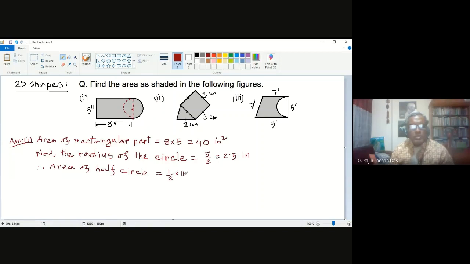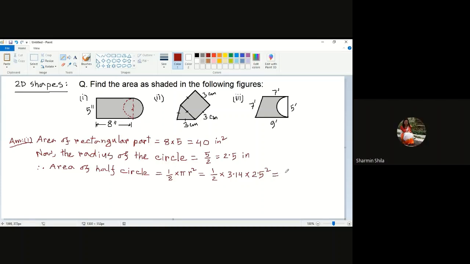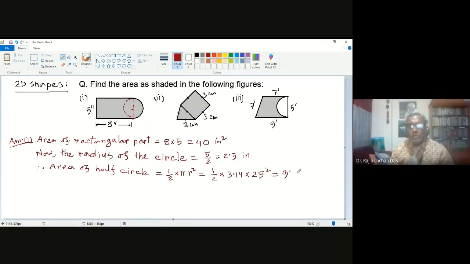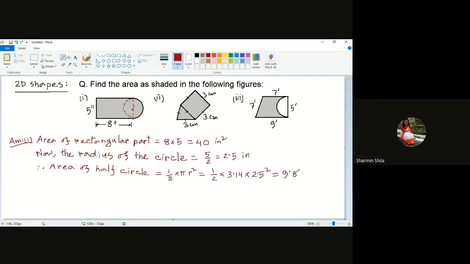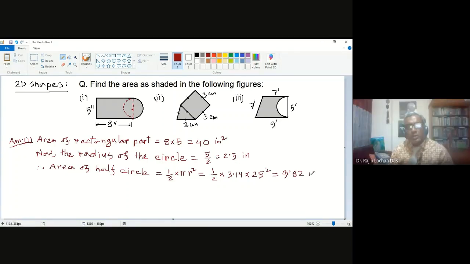So what is pi, what is r? You already know. So that will be half into 3.14, and then r square means 2.5 square. So it will be something like 9.82. 9 point what? 82. 9.82 inch square. It is square. The radius is not square, only inch.